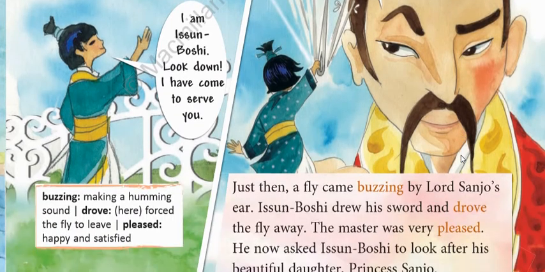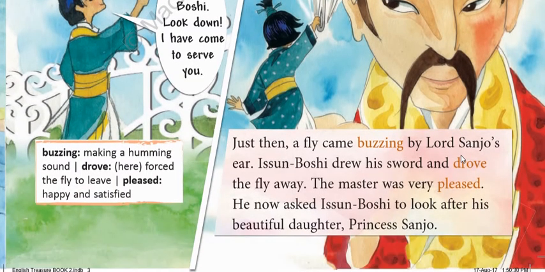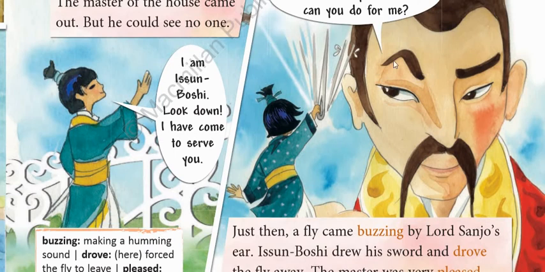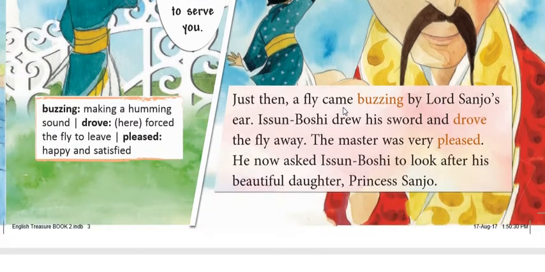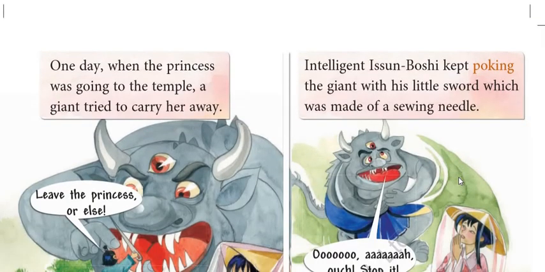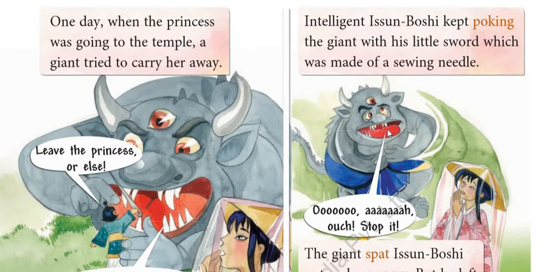So at that spot, Ishubosi proved himself. How did he prove it? He proved it by driving off the mosquito that was flying near the ears of Lord Sanjo. If you can see Ishubosi holding the sword, which is nothing but a sewing needle, he proved that he can do anything, and even tiny things are of great importance. So do not underestimate anyone. By this, Ishubosi proved himself, and the master was very much impressed. He also gave the duty of looking after Princess Sanjo to Ishubosi. With this, we ended reading this paragraph, if you remember, my dear students.